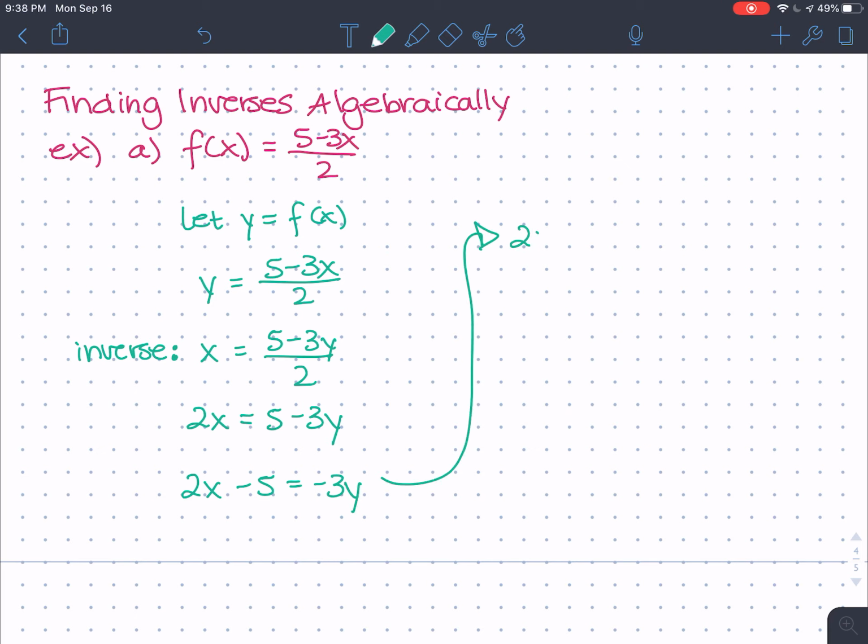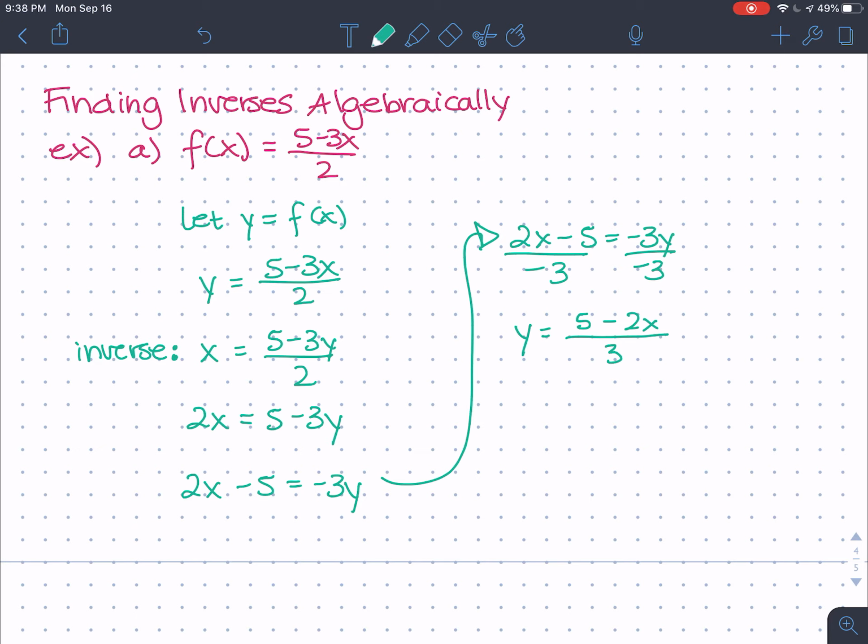Just going to rewrite it up here. To get the y by itself, I've got to divide by -3. I'm going to put the y on this side of the equal sign. I'm also going to reverse the order just because I like to lead with a positive. So -5 divided by -3 is positive 5 over 3. And a positive 2x divided by -3 is -2x over 3.